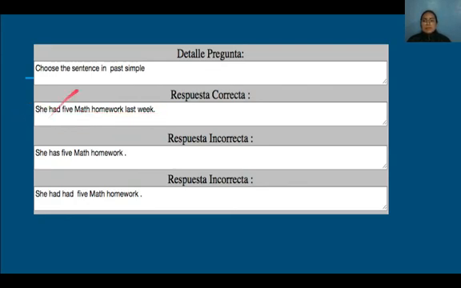Because in past simple you have to change the verb in past. Have, present, tener, in past, had. And also the keyword, last week, la palabra clave, last week. She has 5 math homework, this sentence is in present. She had 5 math homework, this sentence is in past perfect. Excellent.